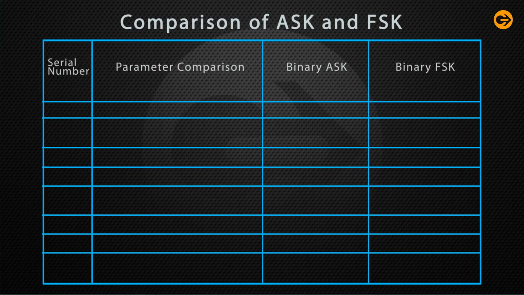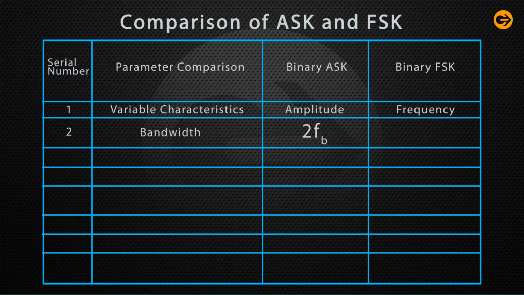Now, let us compare ASK and FSK. The first comparison parameter is the variable characteristic. In case of the binary ASK, the parameter is amplitude, but in case of the binary FSK, the parameter is frequency. What is the bandwidth in case of binary ASK? The bandwidth of the binary ASK is 2 fb, where fb is the frequency of the message signal. And what is the bandwidth in case of the binary FSK? In this case, the bandwidth will be 4 fb. That means the bandwidth is doubled.